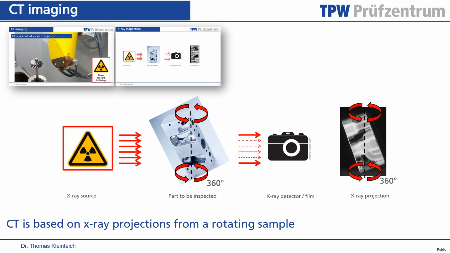So this picture might seem familiar to you, because this is basically showing the setup for the X-ray inspection. But now I will start talking about CT actually. And CT is exactly the same setup as we used for the X-ray imaging, but the big difference is that for CT, the part is being rotated. So what we capture on the detector, in this case, will be X-ray projections of a rotating part. So one can say CT is X-ray imaging of a rotating sample.